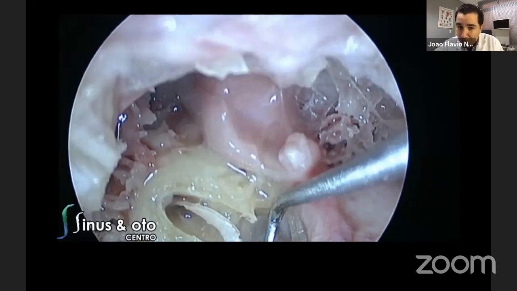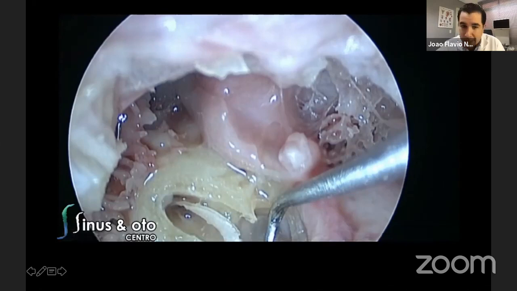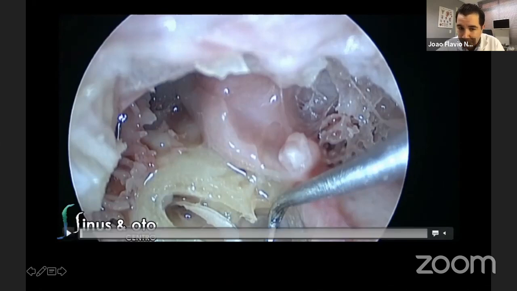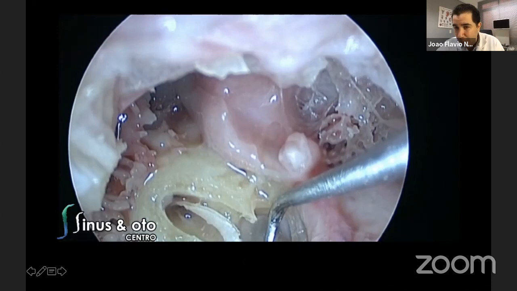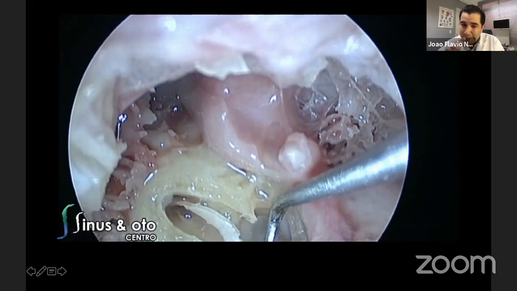And I already removed a little bit of the cochlea, the promontory of the cochlea. So we can see scala vestibuli up here that goes all the way to the vestibule, and scala tympani down here that goes all the way to the round window. Okay, so scala tympani, scala vestibuli, scala media here, and then you can see here the vestibule, which is already open. And this is very nice.